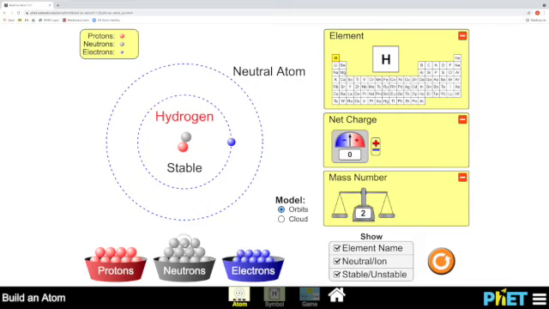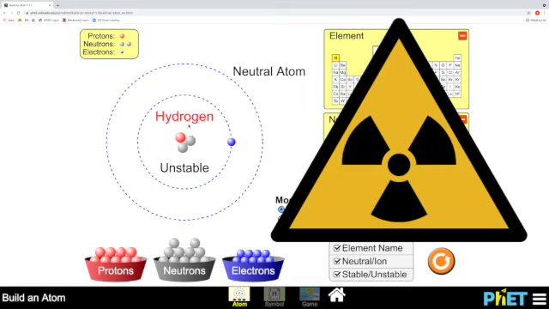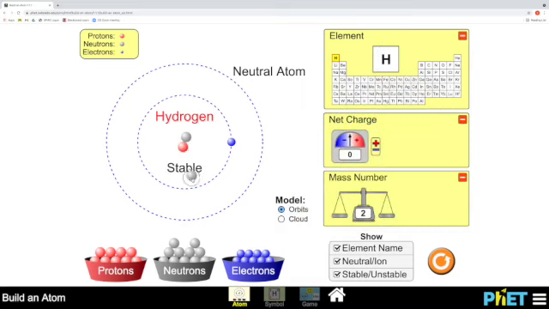Let's try adding a neutron. Oh dear. Not only have we not changed the element, but we've also made an unstable nucleus. That basically just means that the forces holding this nucleus together aren't strong enough. And we've just turned this into something radioactive. Okay, let's take that neutron away before someone gets hurt.